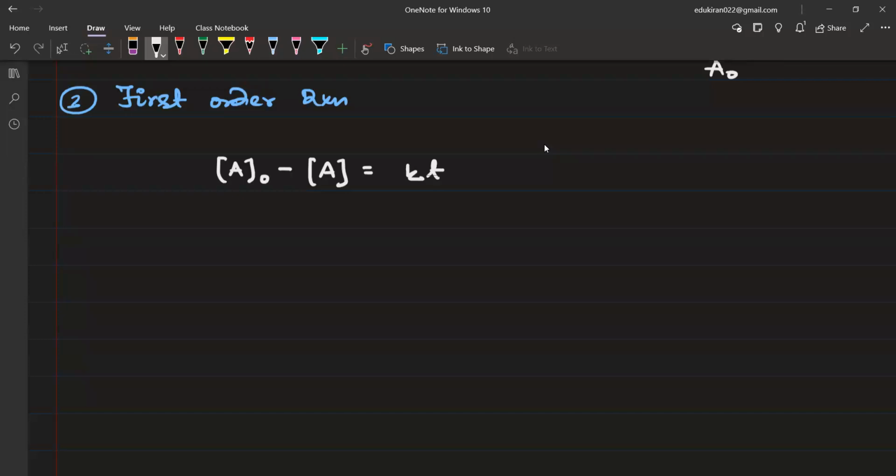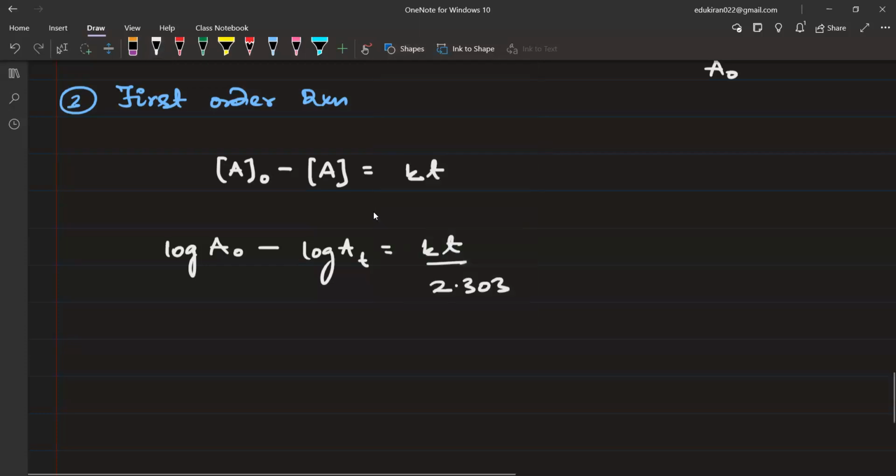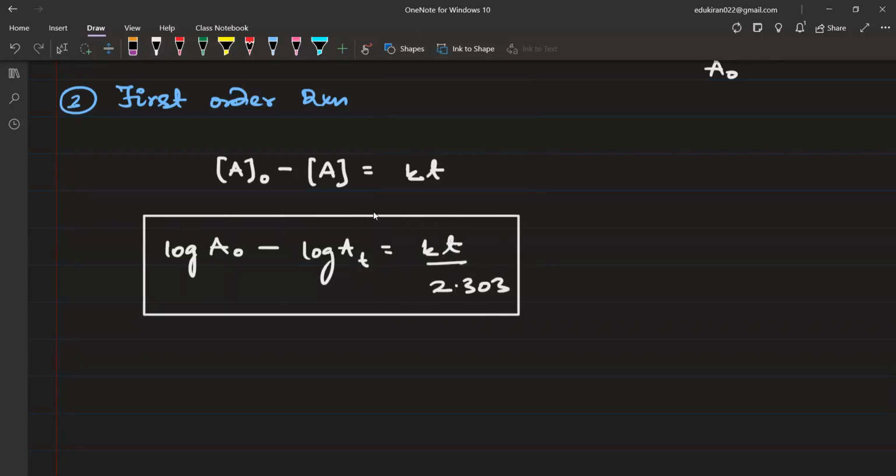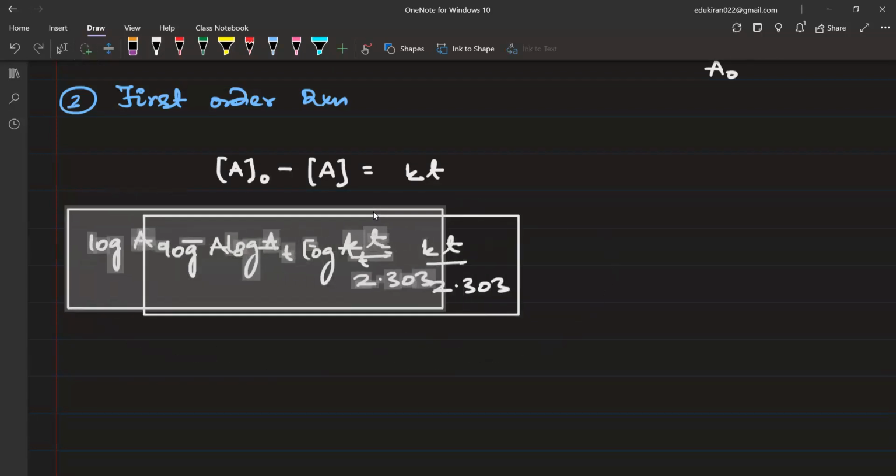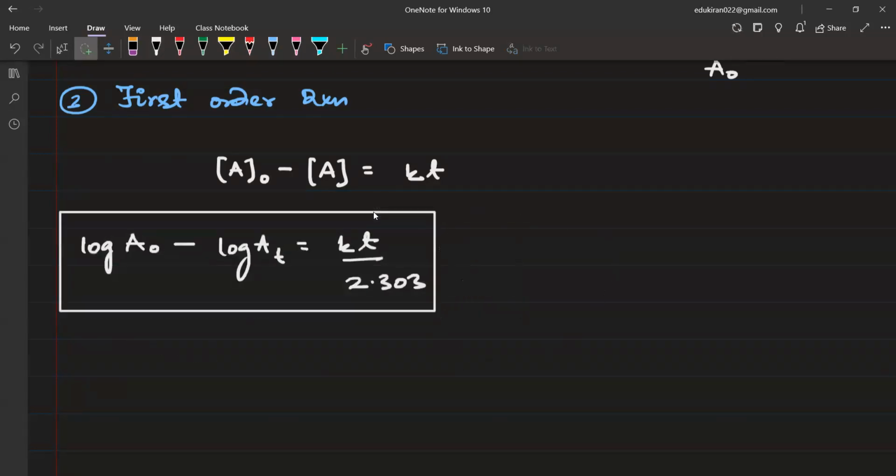For first order reaction, here you will put logs. So log of A naught minus log of AT is equal to KT upon 2.303. Okay, so this is the integrated rate equation. Derivation I can't do right now, but they will not ask you the derivation, but they will give you questions from this first order rate law equation.